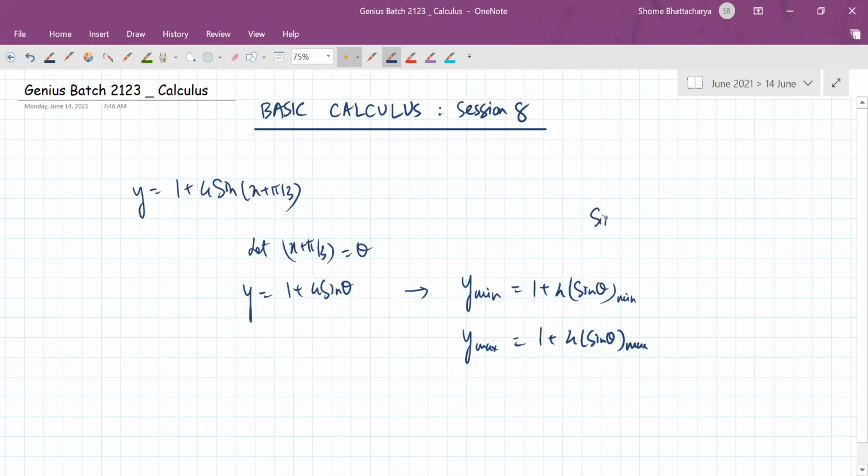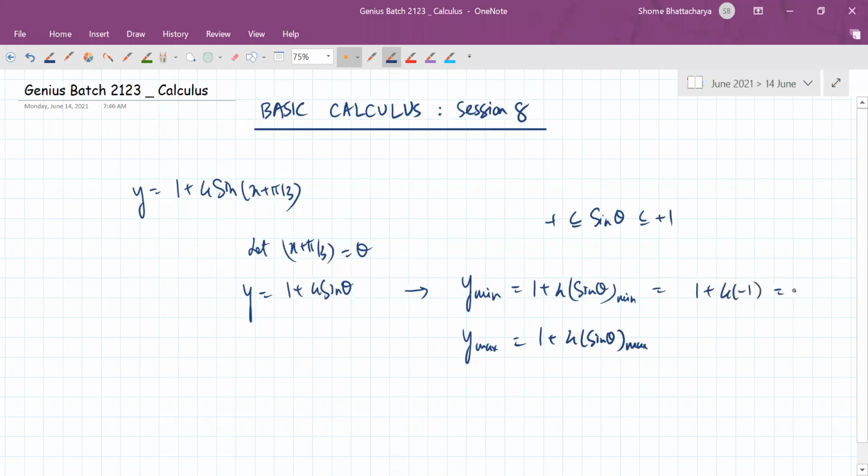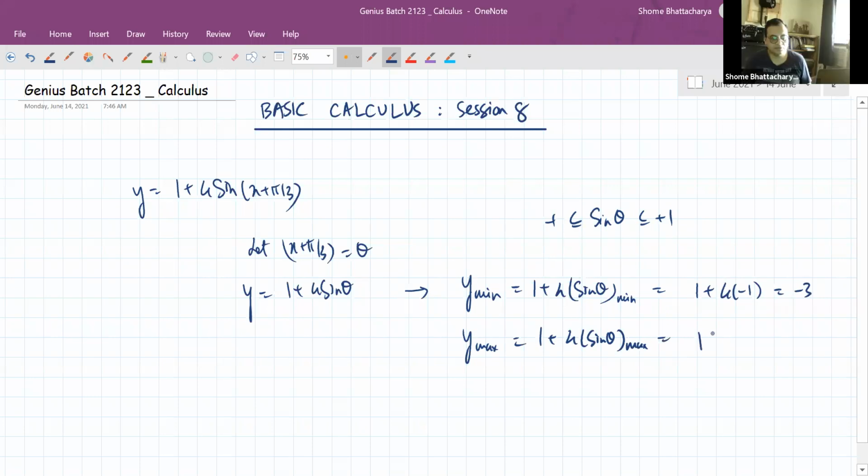Now we know that in general, sine theta has a range between -1 and +1. So the minimum will become 1 plus 4 into -1, that is -3, right? And the maximum will become 1 plus 4 into 1, so that will become 5. So here y has a range between -3 and +5, right? So was this what you were having difficulty with, beta, or another step?